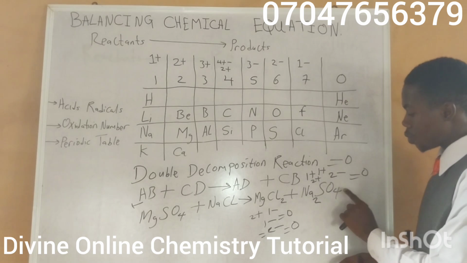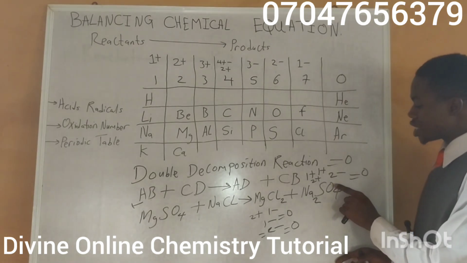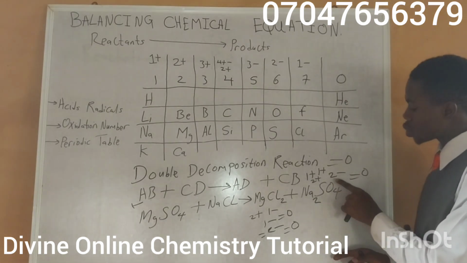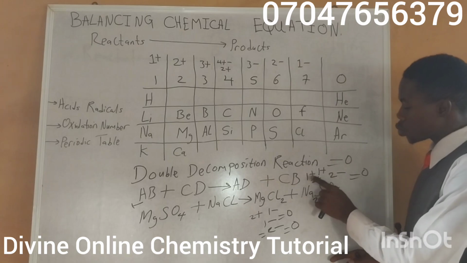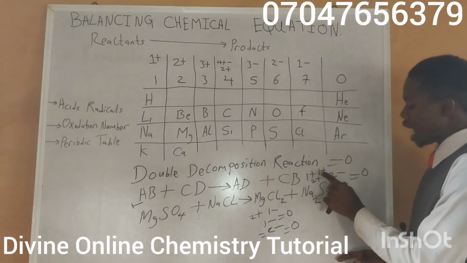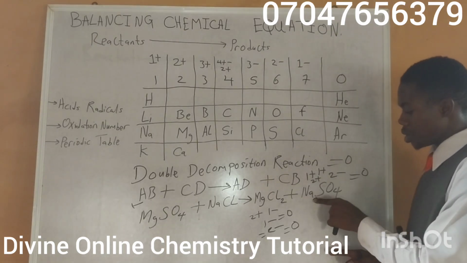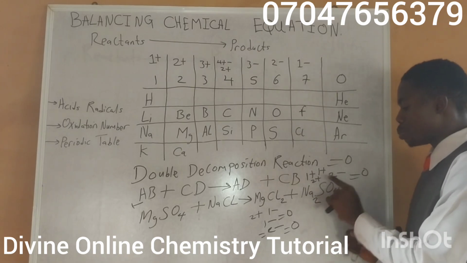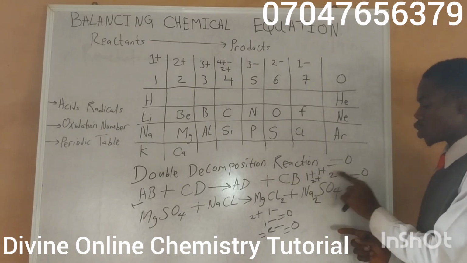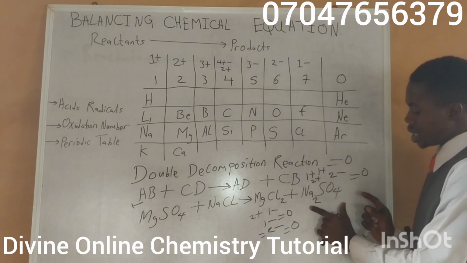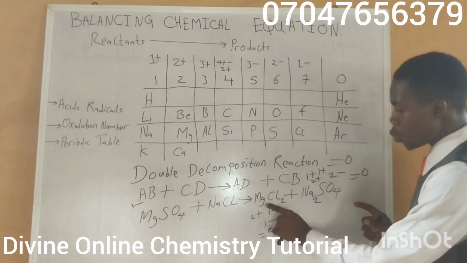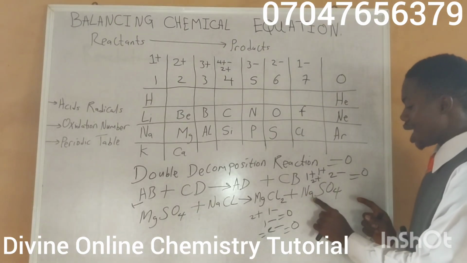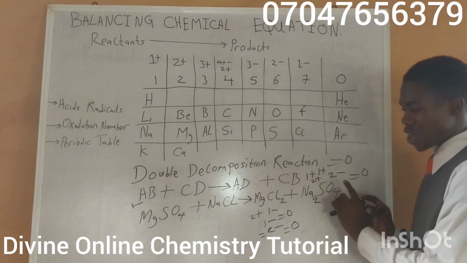So it will not be Na2SO4. Because the charge of SO4 is an acid radical and the charge is 2 minus. And the charge of sodium is 1 plus. Now for it to be balanced, we have to introduce another atom of sodium here to make it Na2, which means 1 plus 1 plus equals 2 plus. Then 2 plus 2 minus is equal to 0, which means this place is balanced.